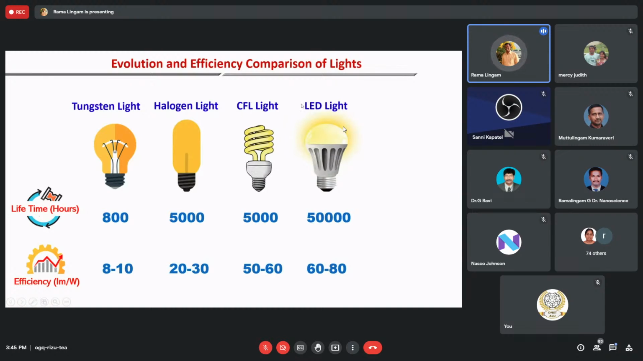So people moved to LED lights. With LED light, the lifetime is more than that of the CFL bulb, so it is highly increased, and the efficiency is 60 to 80 lumens per watt. So it increased a lot. And when the efficiency increases, obviously the power consumption drops, so we can reduce the current bill. That's why people are making LEDs.